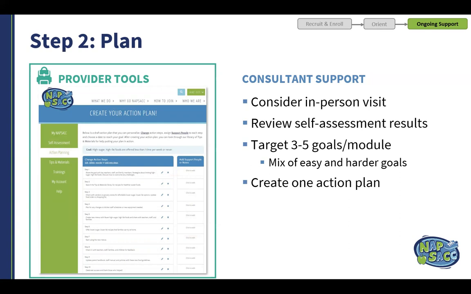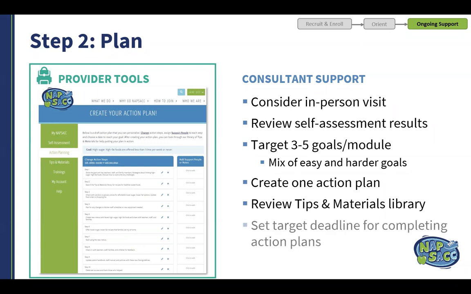If they're doing, let's say, 3 action plans, I would recommend doing at least 1 with them. But if you've got the time and they've got the time, making all the action plans with them can be really, really powerful and really helpful. You can also help them review tips and materials to find those relevant resources that are really going to be a good fit for their goals and help them be successful. And it's good to set a target deadline for when they're going to have made all of their action plans.